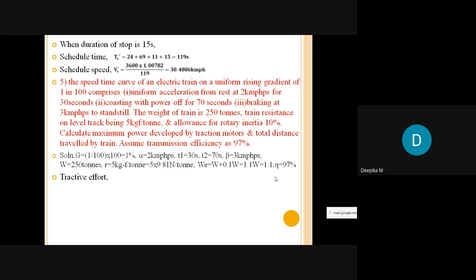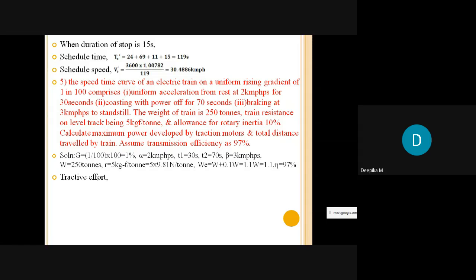Before solving the problem, we have to look at what data we need to calculate. They have told us to calculate the maximum power developed. Before that, we have to know the maximum power output at the driving axle. We know that the maximum power output at the driving axle is nothing but Ft into Vm divided by 3600. So before calculating tractive effort, we also have to calculate Vm.